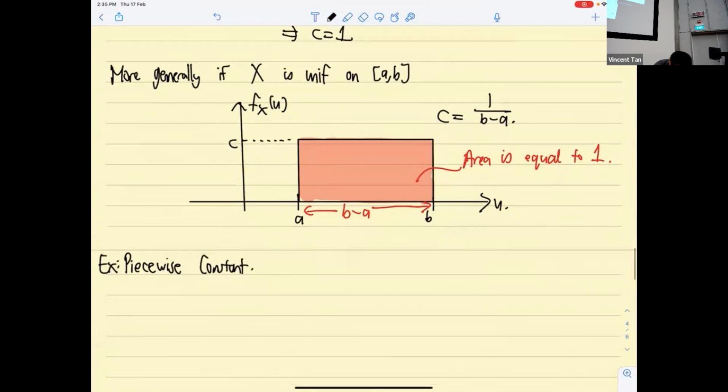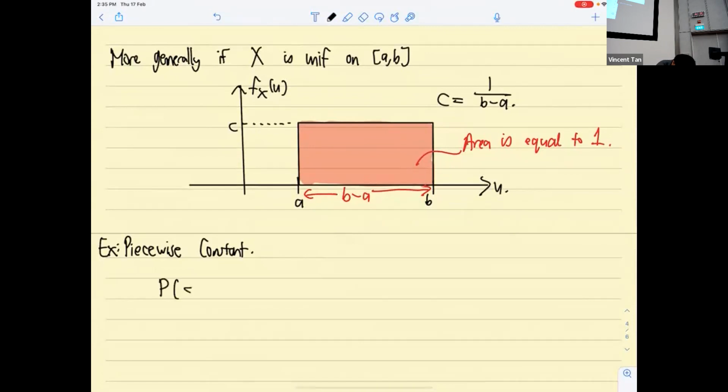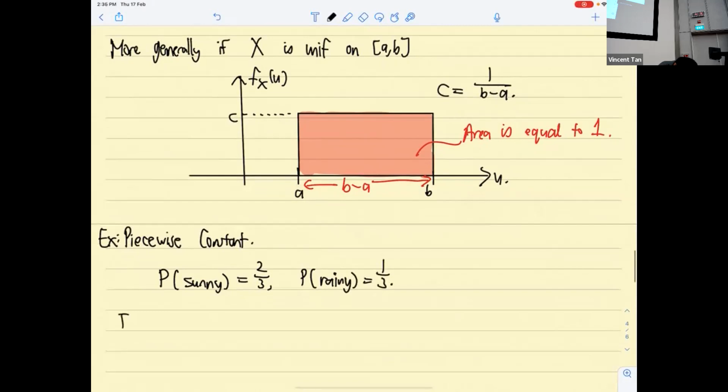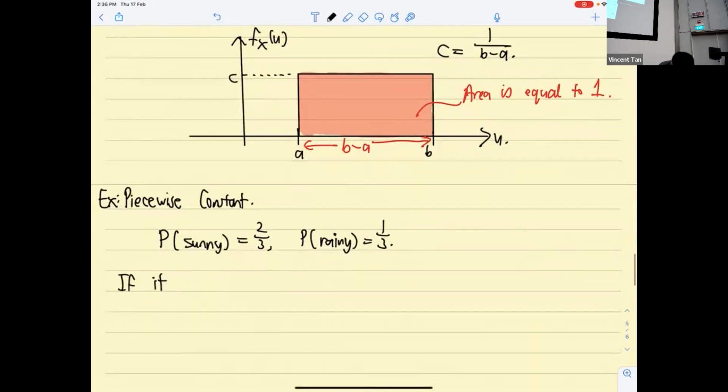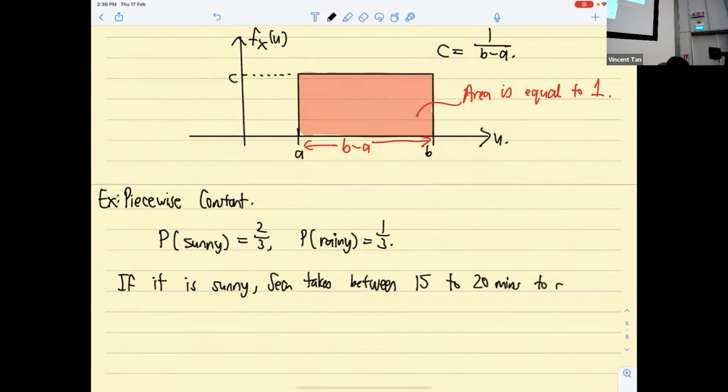Okay. So it is known that in this particular city, the probability of being sunny is 2/3. The probability of being rainy is 1/3. And if it is sunny, then Sean, let's say Sean, takes between 15 to 20 minutes to drive to NUS.